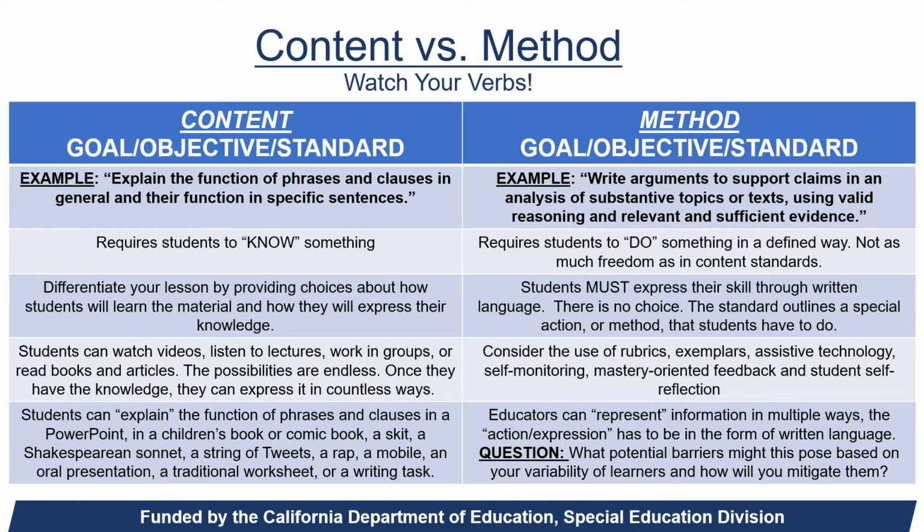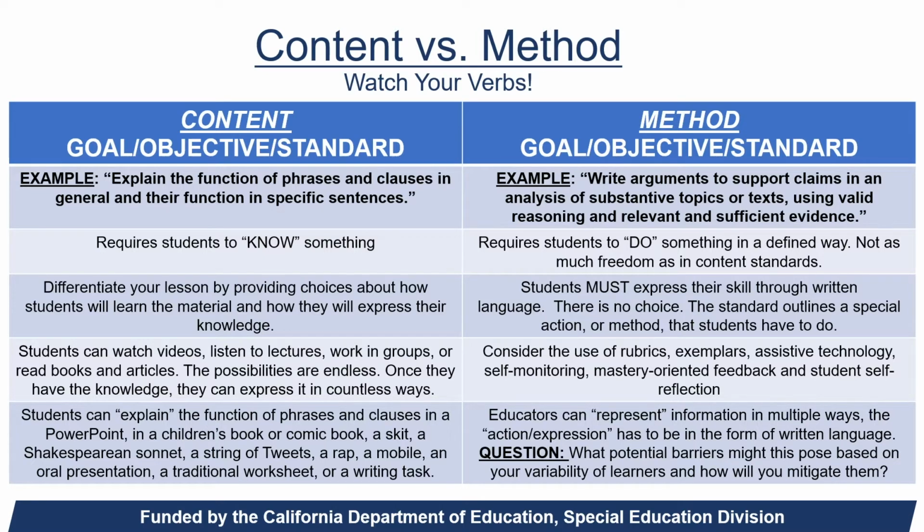In this example, students will write arguments to support claims in an analysis of substantive topics or texts, using valid reasoning and relevant and sufficient evidence. This standard is very narrow, so there isn't much freedom. However, the focus can still be placed on the various ways to support students in accessing the curriculum to assist them with the writing task.